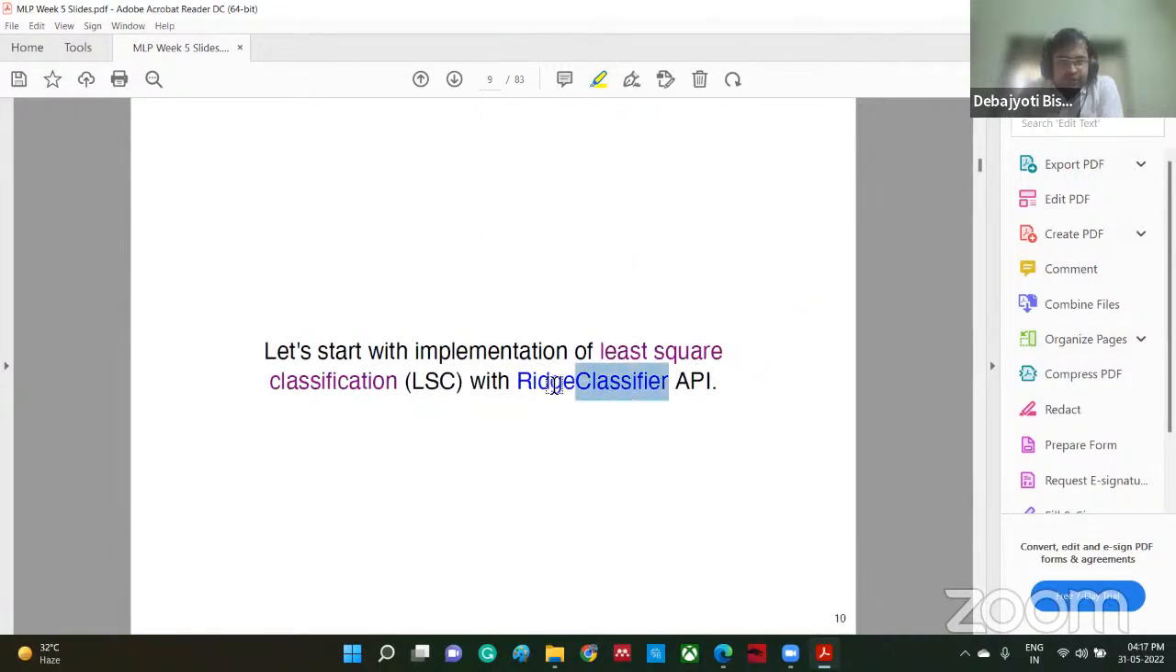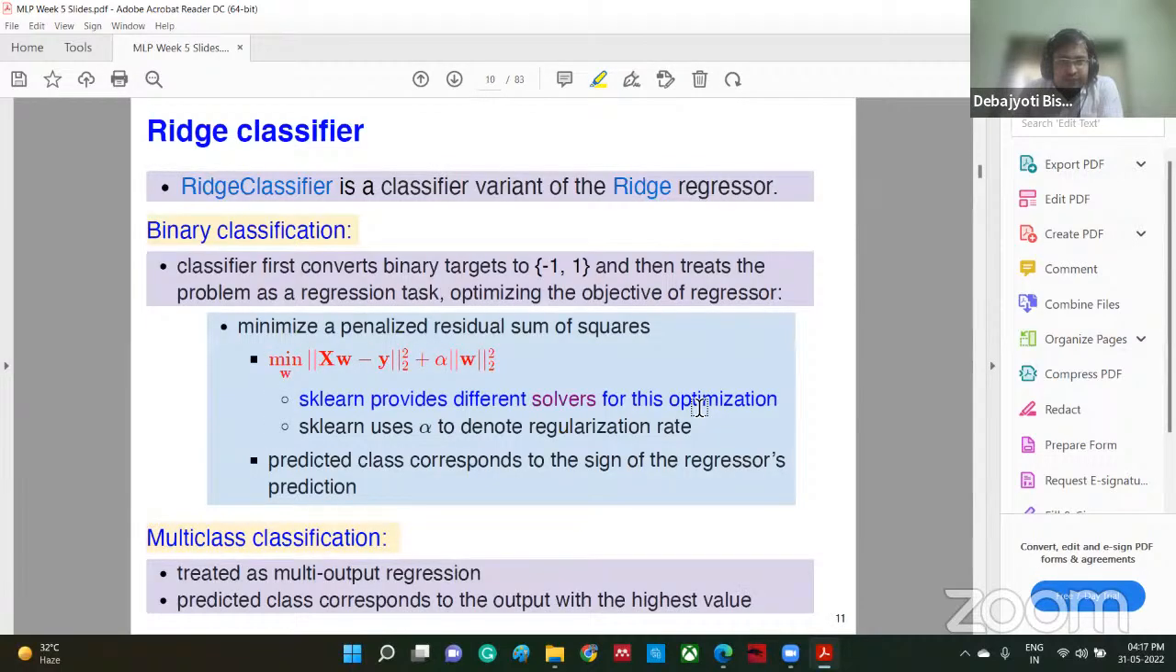So let's start with Ridge classifier. Ridge classifier may come in quiz 2 again. Least square classification with Ridge classifier. So Ridge classifier is a classifier variant of ridge regressor. Ridge regressor again may come in binary classification. The classifier first converts the binary target to -1 to 1, and then treats the problem as a regression task.